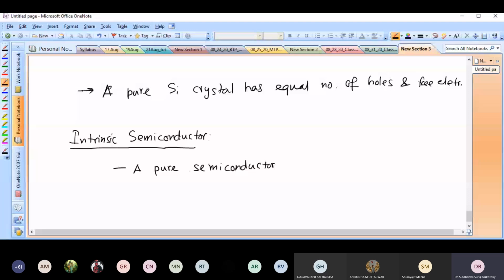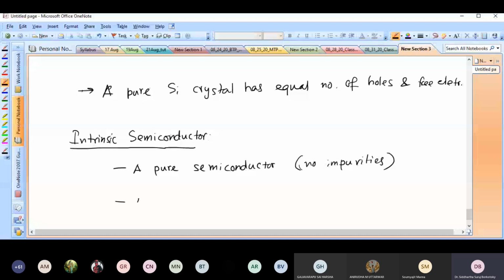Do the same with germanium, and it'll be an intrinsic germanium semiconductor. The main point is no impurities. That's important. Now, if you're looking at an intrinsic silicon semiconductor at room temperature, there are so few holes and electrons being produced by thermal energy that it acts as almost an insulator.